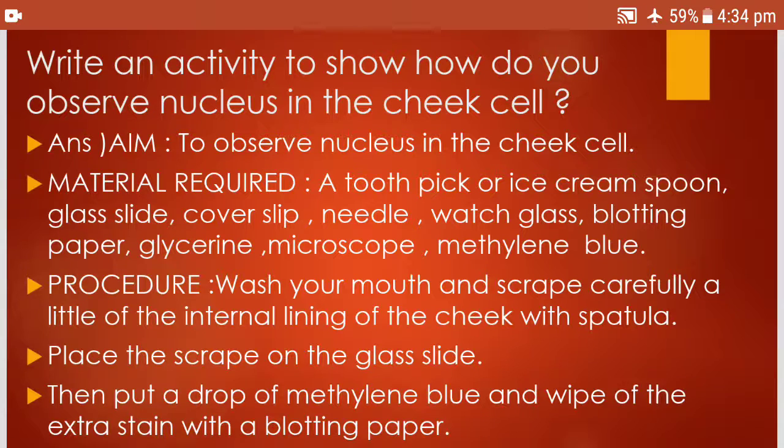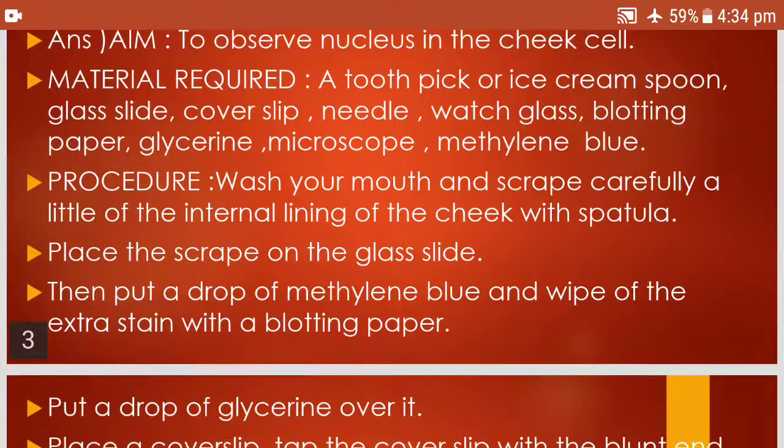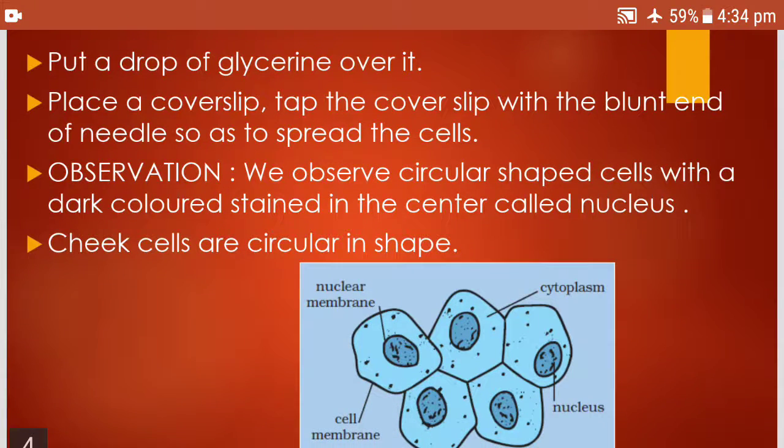Then put a drop of methylene blue and wipe off the extra stain with blotting paper. Put a drop of glycerine over it. Place a cover slip. Tap the cover slip with the blunt end of the needle so as to spread the cells, and then observe it under the microscope.